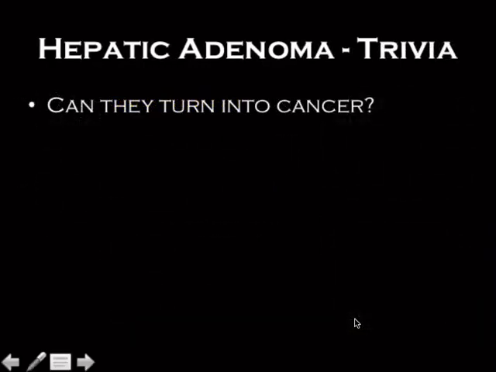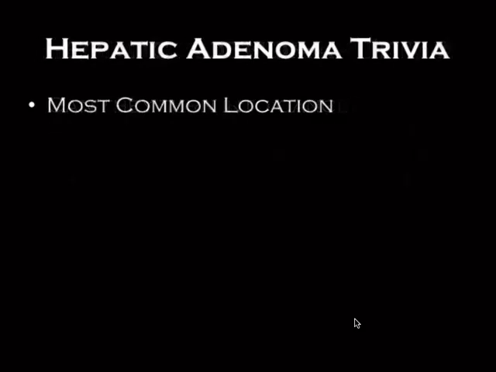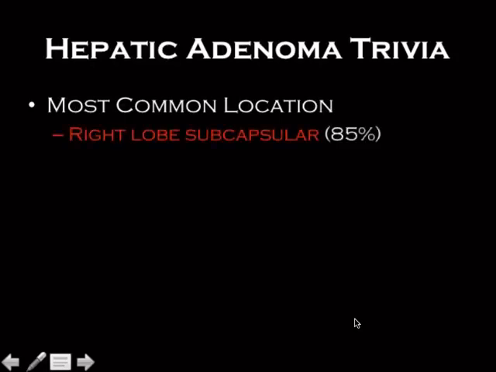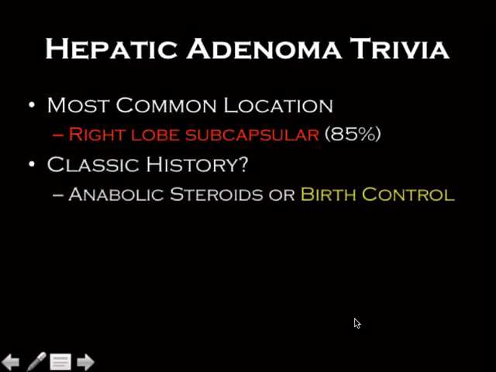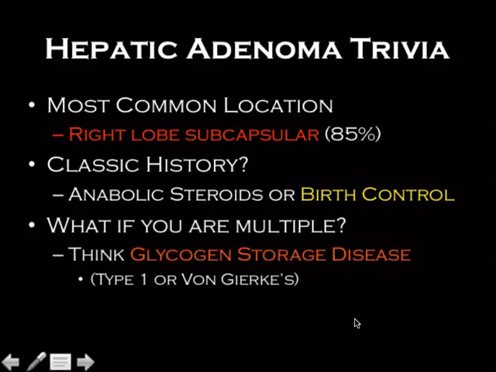So why do they, or can they turn into cancer? And the answer is yes, they can. It's rare, but that's the reason that they'll actually cut them out. That and the risk of bleeding. What's the most common location? Just visually, remember that case I showed? It was in the right hepatic lobe, right? Subcapsular location, and they're almost always there. And what's the classic history? It's somebody on steroids or somebody on birth control. And what about if they're multiple? That's a glycogen storage disease.